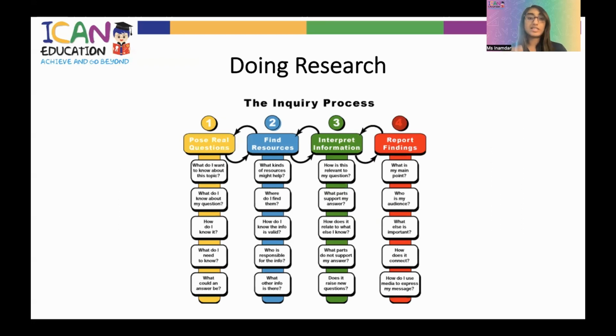As a student, especially one that is writing an expository essay, you have to ask and answer a lot of questions. Not just questions about your topic, but questions about what the answers could be, or questions about where to find this information that would be helpful. So let's start with the first part of the inquiry process, which is to pose real questions.